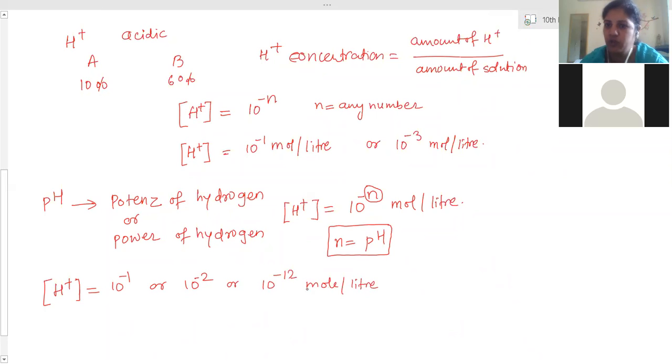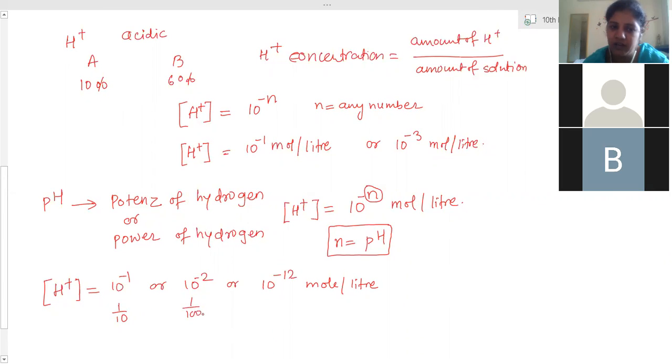Moles, now you know what a mole is. When it is represented, 10 to the power minus 1 means 1 by 10. Out of 10 moles of a solution, only one part is the H plus ion. 10 to the power minus 2 means 1 by 100. 10 to the power minus 12 means 1 by 10 to the power 12, that means 1 followed by 12 zeros. This is the way of representing any H plus ion concentration.